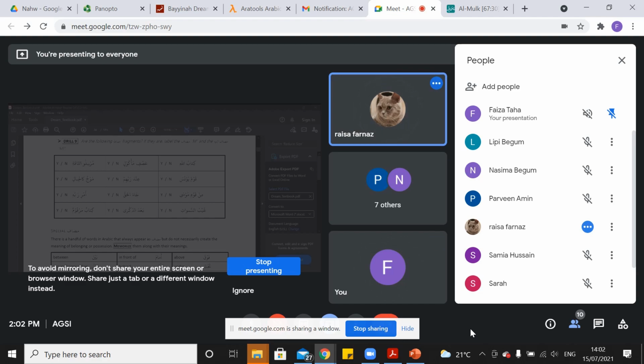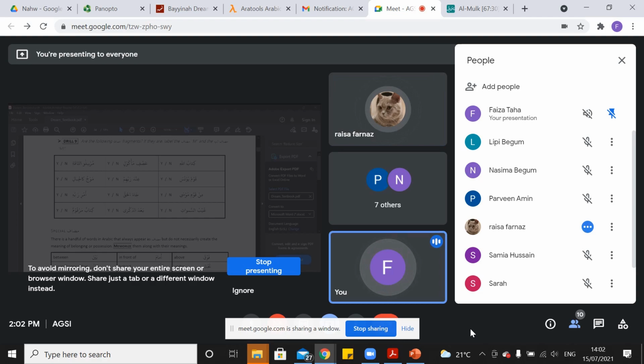Him is mudaf ilayhi for Rabbi. Does that make sense? So mudaf ilayhi, it should be a mudaf. So you're saying Rabbi is mudaf. And how are you saying that Rabbi is mudaf? Yes, Rabbi is mudaf. Why is it mudaf?